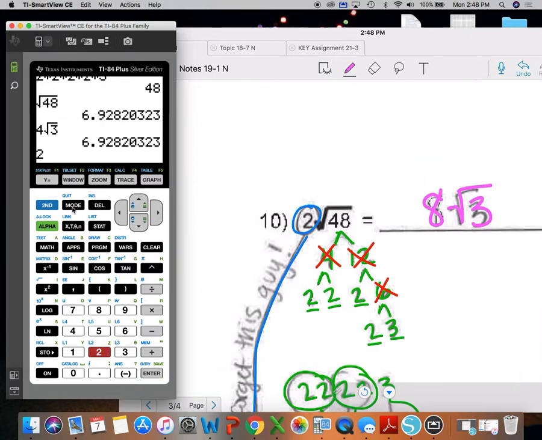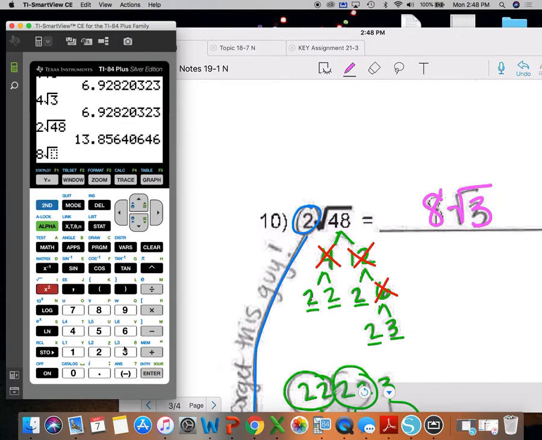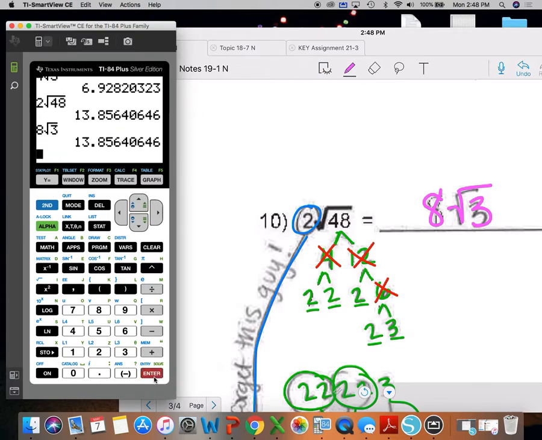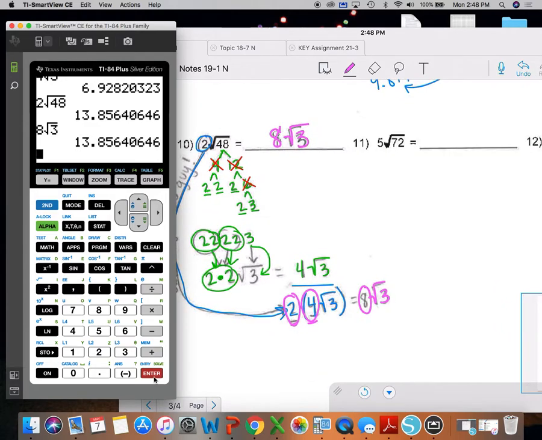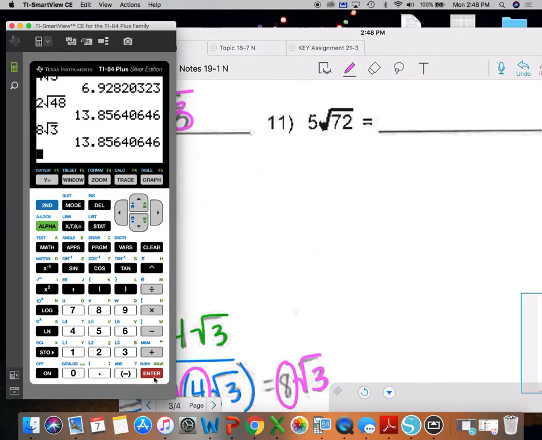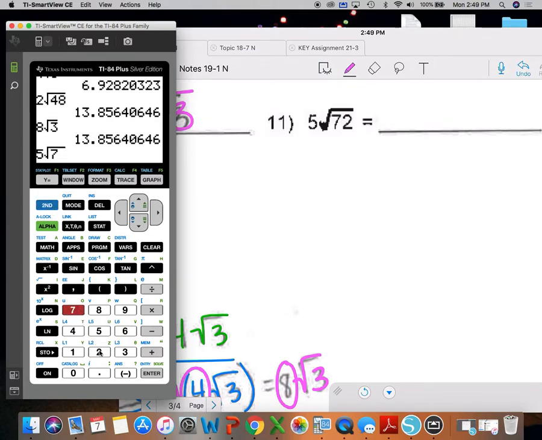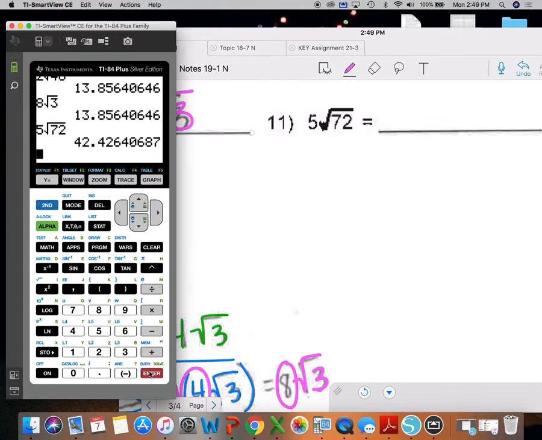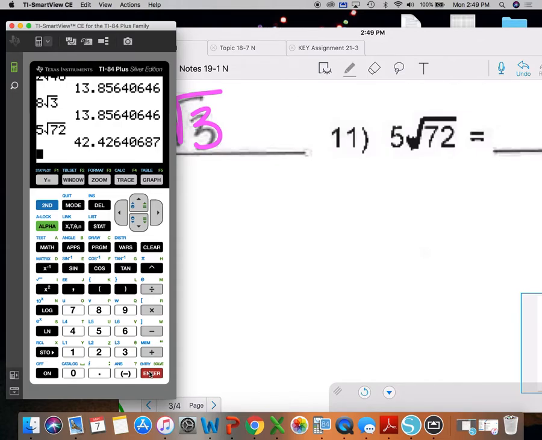When I plug this into the calculator, I'm going to plug in the whole thing, 2 times the square root of 48, and 8 times the square root of 3, and I'm checking to make sure the decimals are exactly the same, and they are, so I've done this correctly. So let me look at the next one. 5 square root 72. Dang it, it's decimals, so I have to break it up.